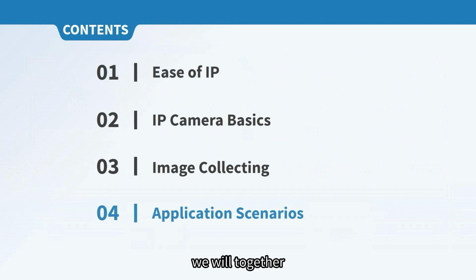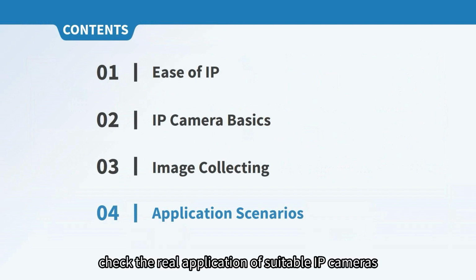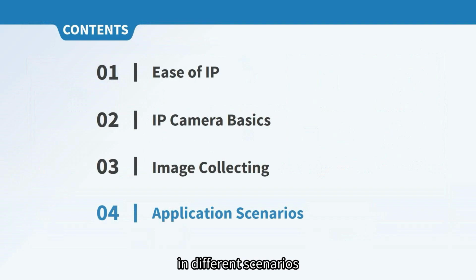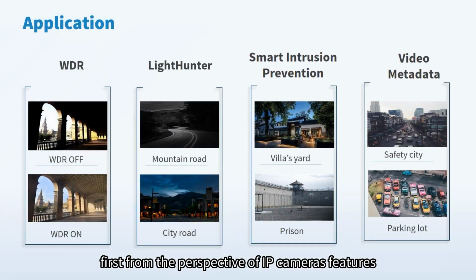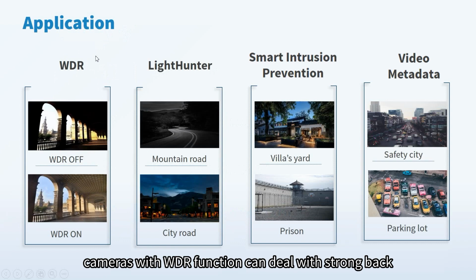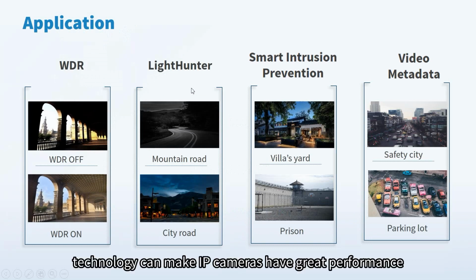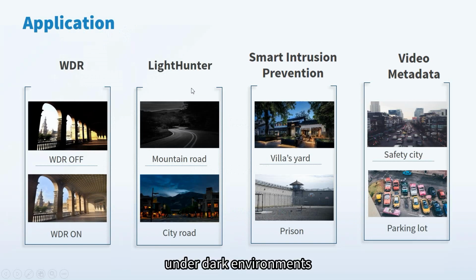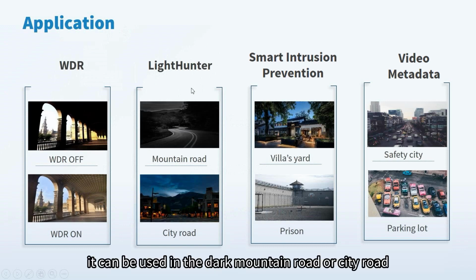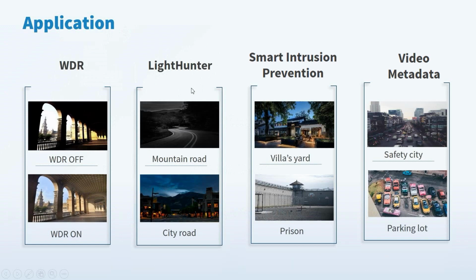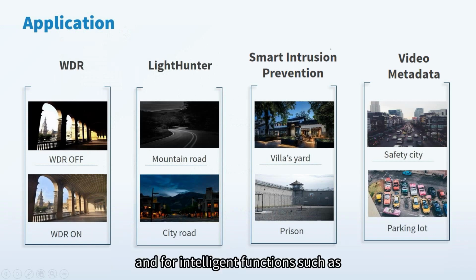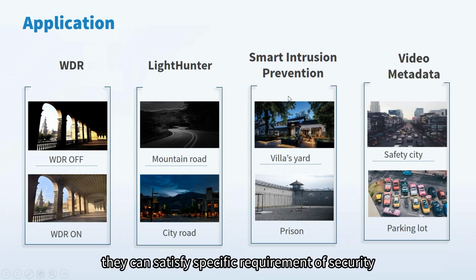In the last part, we will together check the real application of suitable IP cameras in different scenarios. First, from the perspective of IP cameras features, cameras with WDR function can deal with strong backlight in the areas near entrance or window. LightHunter technology can make IP cameras have great performance under dark environments. For example, it can be used in the dark mountain road and city road to ensure the safety at night. And for intelligent functions such as SIP and video metadata, they can satisfy specific requirement of security.